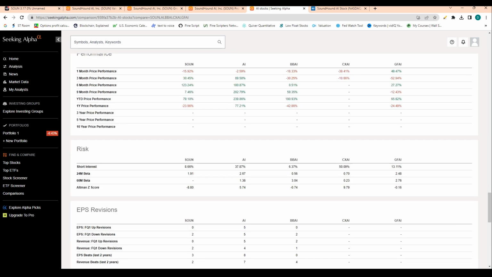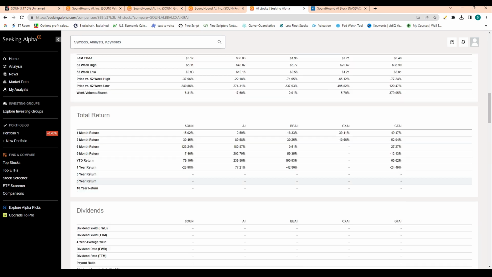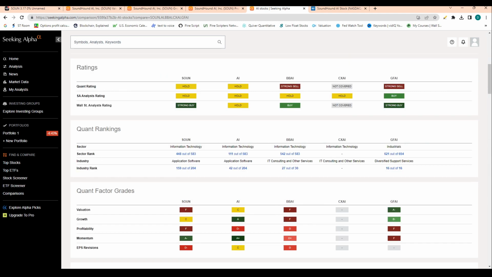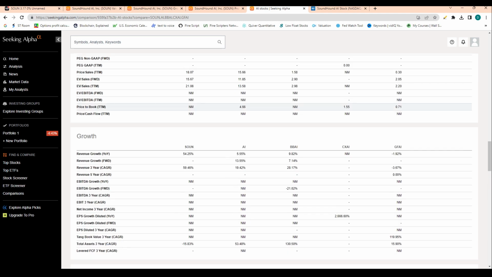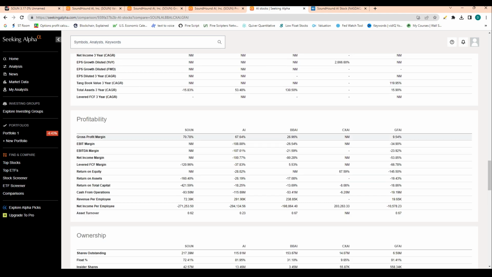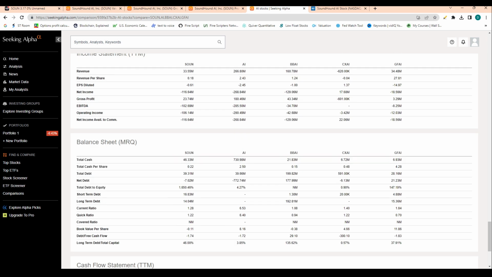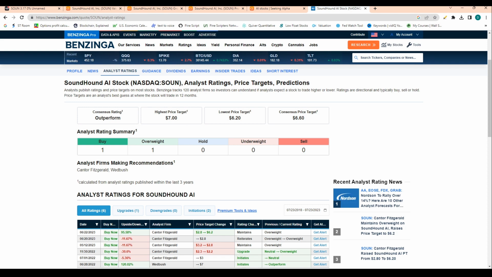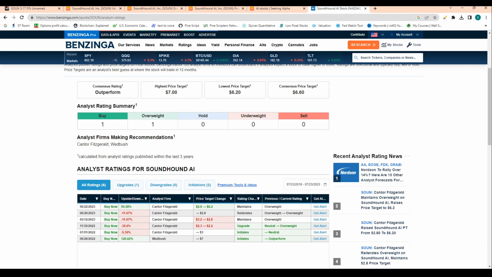So you add it all up, the company's valuation is a little scary, a little expensive, but when you look at the growth numbers, when you look at the profitability numbers, it all kind of makes sense. And then you look at the balance sheet, it's in a pretty good spot as well. So with that being said, I'll take a look at some of the analyst ratings for the stock.